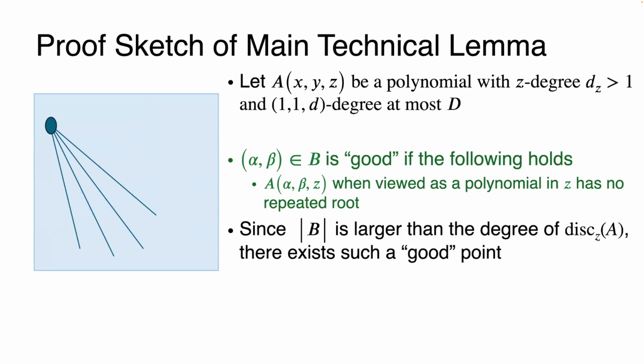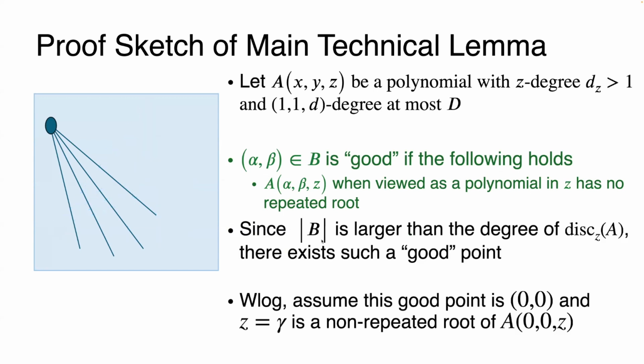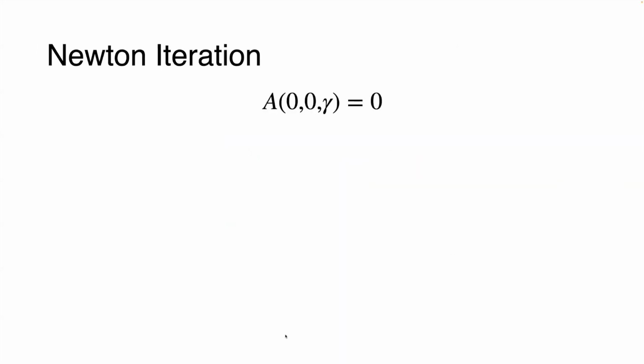And this is something that can be guaranteed easily because the size of the set B is large enough. And as long as it's larger than the degree of the discriminant of A, then we can certainly find such a good point. So let us assume without loss of generality that this point is just the origin (0, 0), and z equal to gamma is a non-repeated root. Okay. So the rest of the proof just proceeds by Newton iteration and some simple observations.